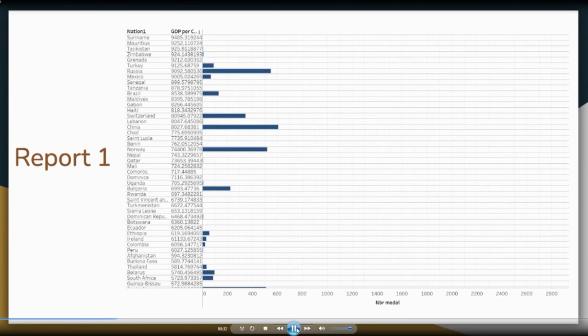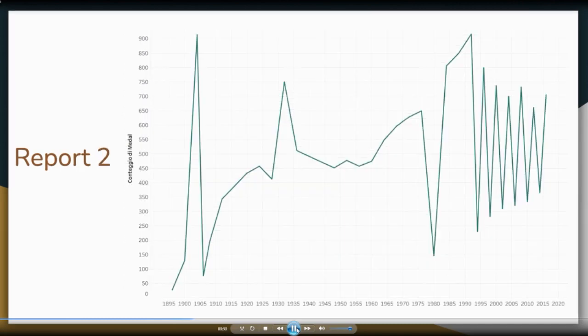The first report shows the correlation between the GDP per capita of the nation and the number of medals, and we can see that there isn't a real correlation for the richest states and the number of medals. The second report shows the trend of the number of medals won by the United States over the years, over all the Olympic Games, Winter and Summer Olympic Games.